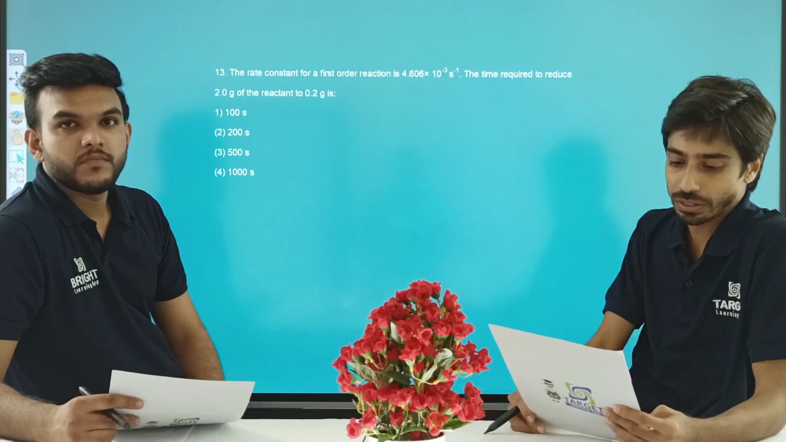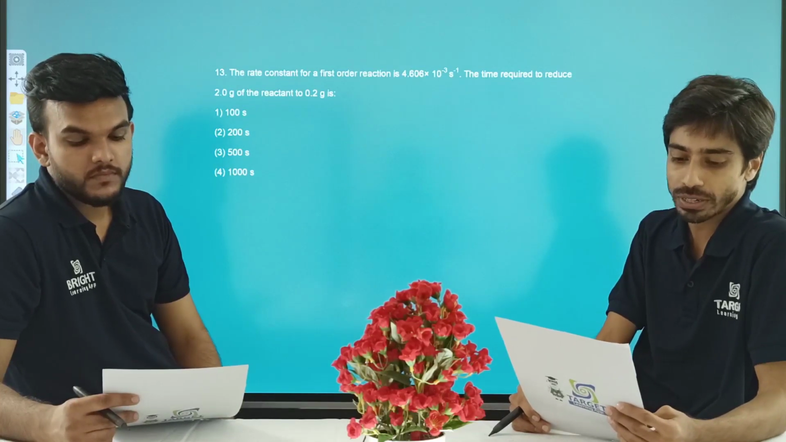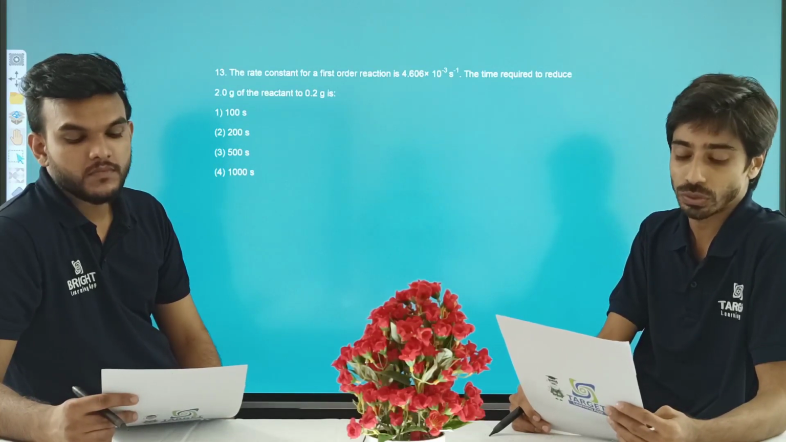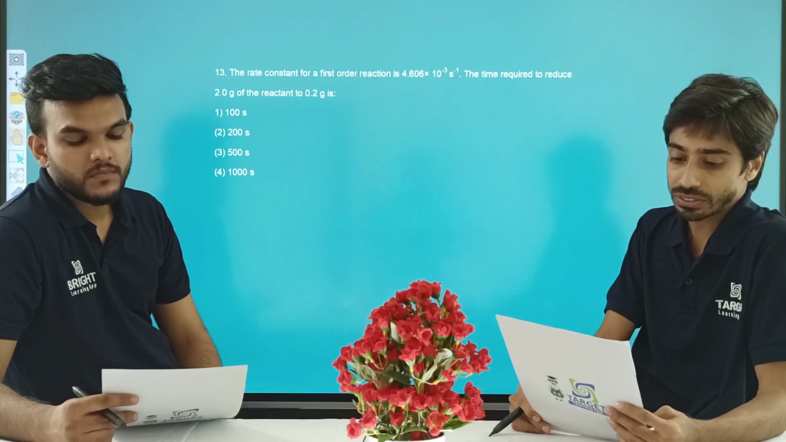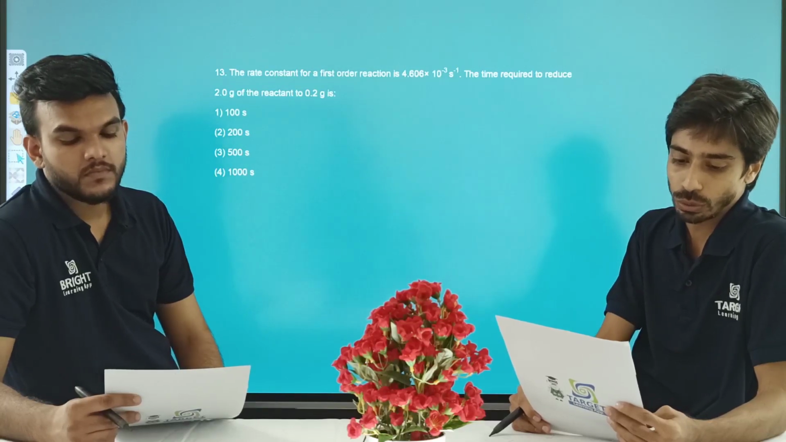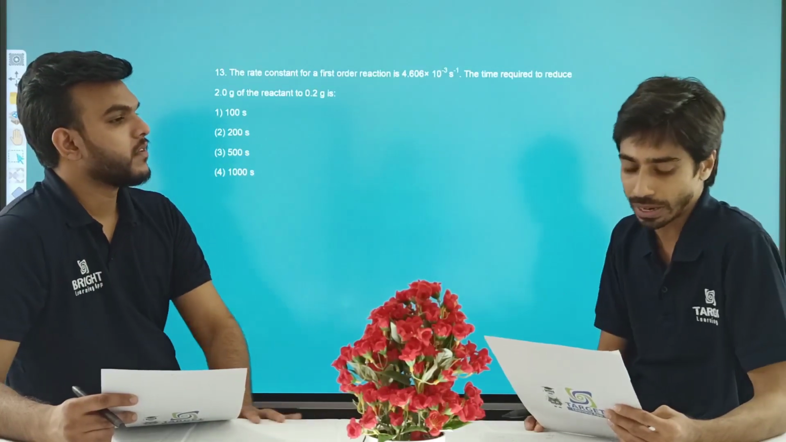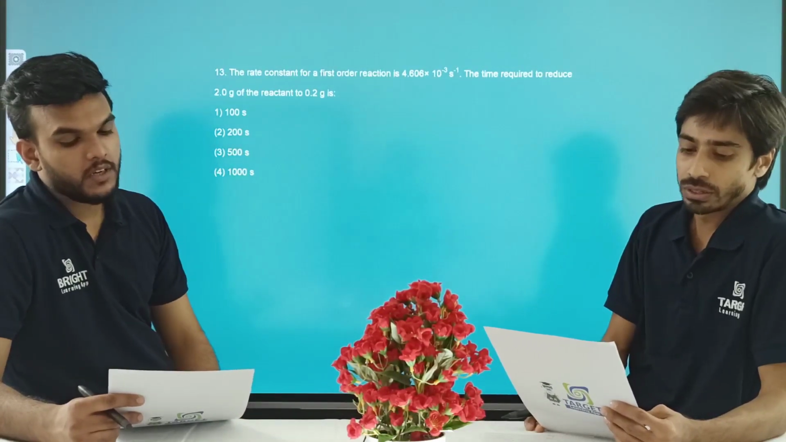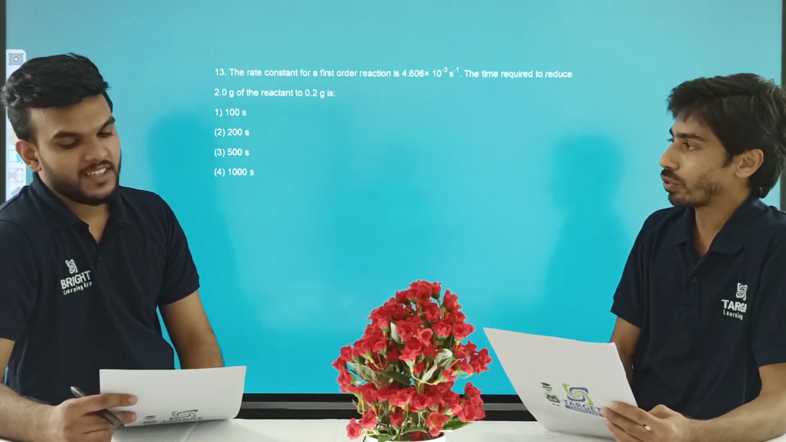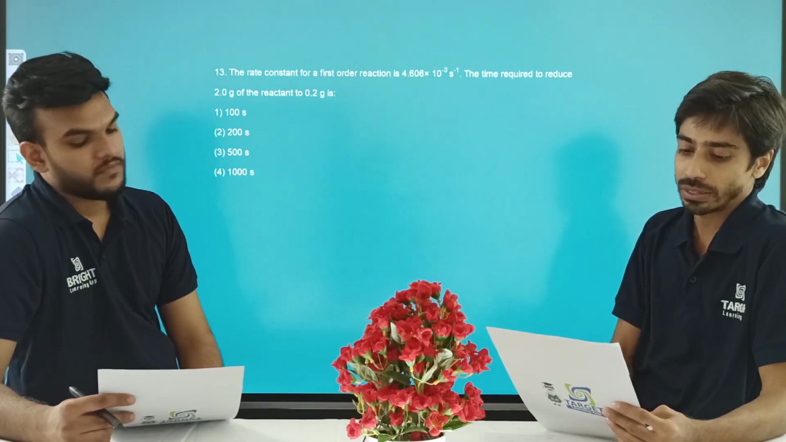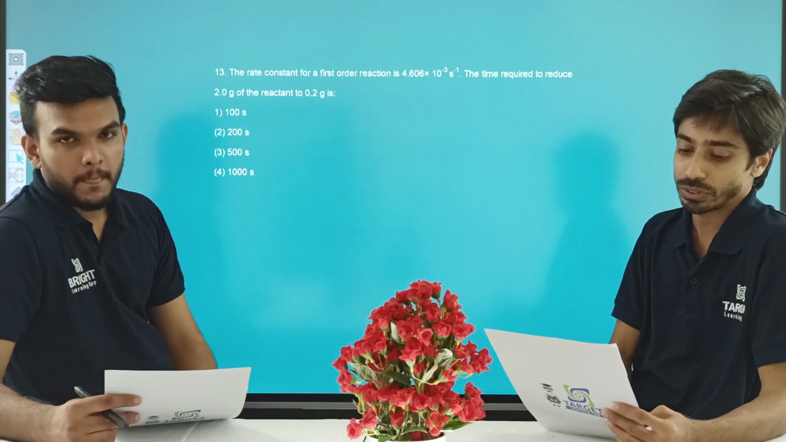The rate constant for a first order reaction is 4.606 into 10 power minus 3 second inverse. They're asking to calculate the time required to reduce 2 gram of the reactant to 0.2 gram. So it's definitely from the Chemical Kinetics chapter, and it's a first order reaction also.